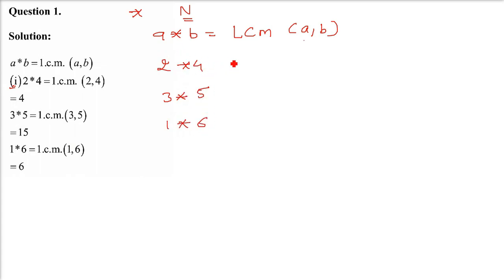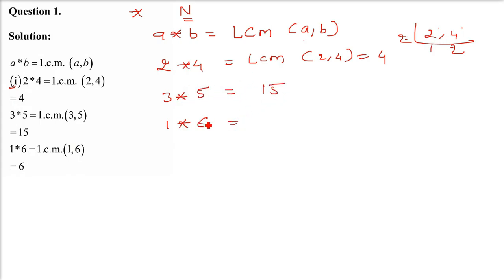So LCM of 2 and 4 is what? 2 and 4, how do we actually do it? This is how we write it. We start with 2, so 2 ones are 2, 2 twos are 4, so the LCM is 4. 3 and 5, it will be 15, 5 threes are 15. 6 and 1, it is 6 into 1, 6.